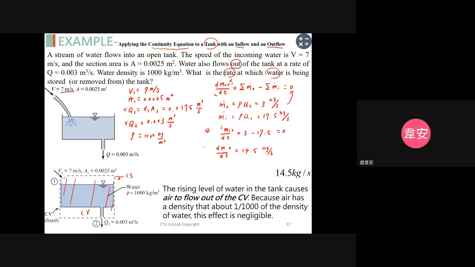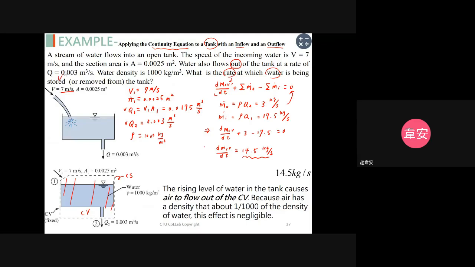Okay, so we know that after the inflow and the outflow balance, the mass in the control volume will increase because the number shown here is positive. So we can conclude that the water is being stored.